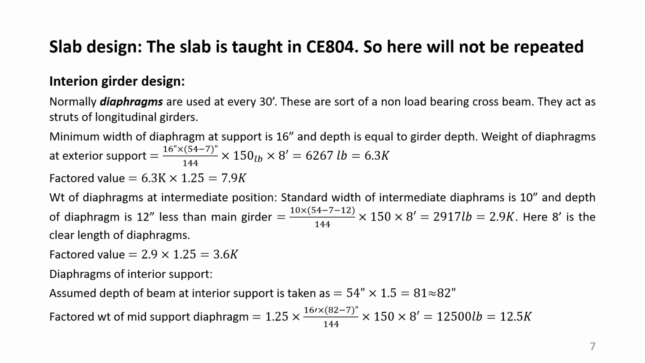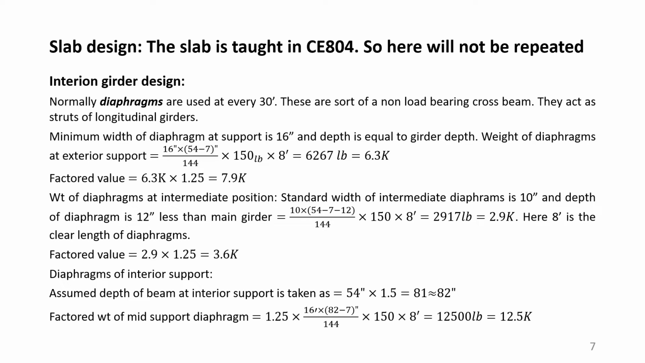They will act as a strut between these two long beams, and these are placed at 30 feet spacing across the long beam direction. And as there are 90 feet in the end span, there will be two diaphragms at the two supports and two intermediate diaphragms at the middle.